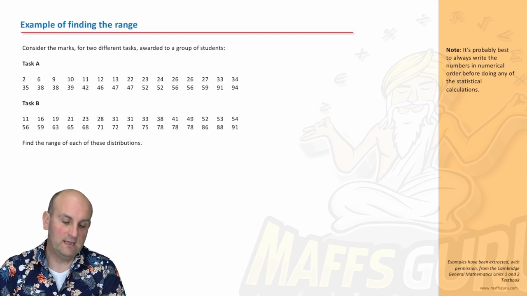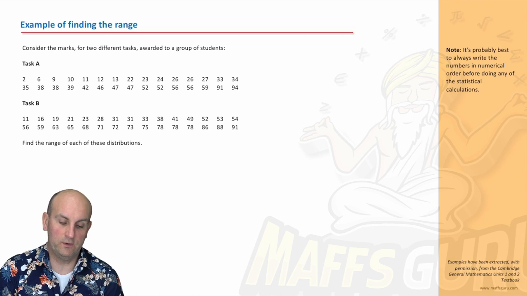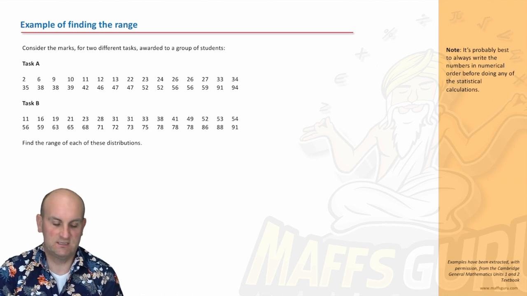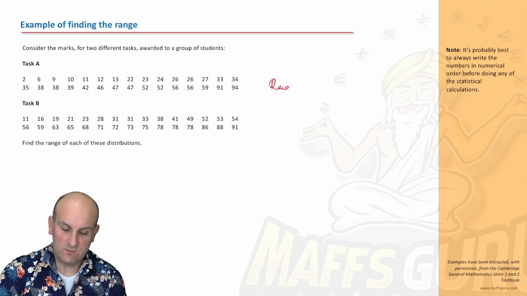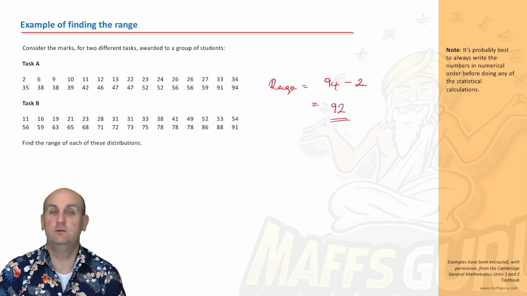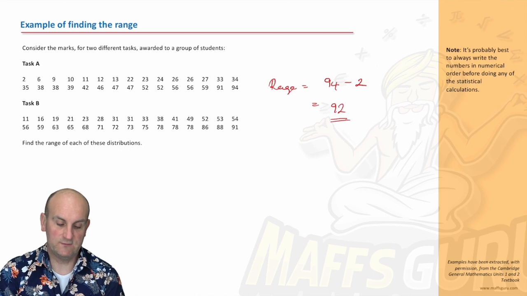But let's have a look here. Consider the marks for 2 different tasks awarded to a group of students, task A and task B. Find the range of each of these distributions. Distribution just means data sets. So the range of this one, let's look for the lowest and the highest number. Thankfully they put them in order for me, the highest is 94. Take away 2, which gives me a range of 92. Now, assuming these were marks, that's a range of 92 marks.